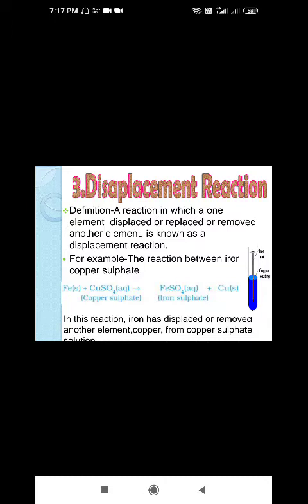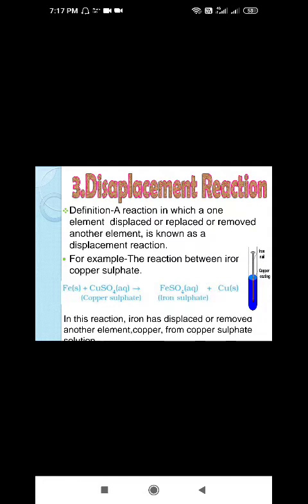In this session, we are going to discuss the further types of chemical reactions. In the last class, we had discussed two types of chemical reaction, the combination reaction and decomposition reaction, along with endothermic and exothermic reactions. Next, among the types of chemical reaction, we have the displacement reaction.